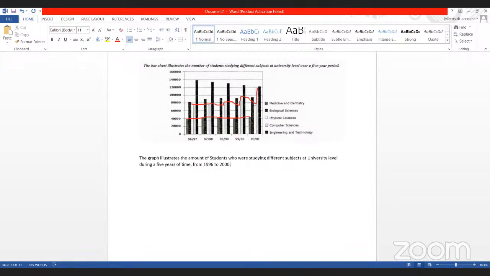Now what we need to do is we need to write the general overview of the case. Now we are writing the general overview. Right? It's simple. Right?